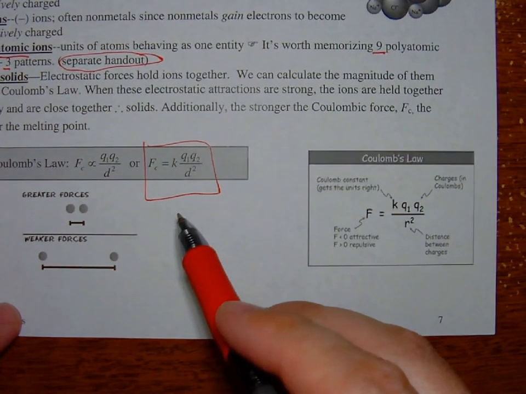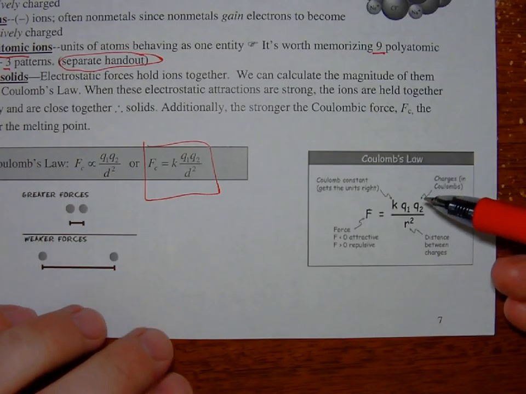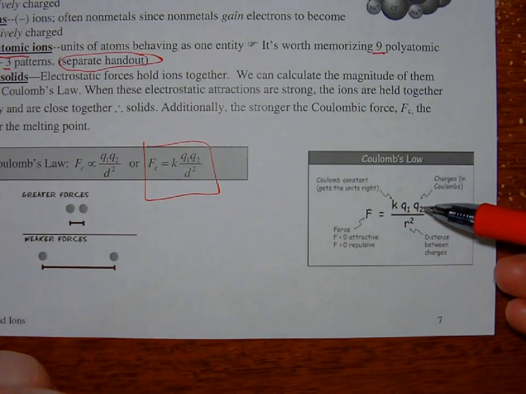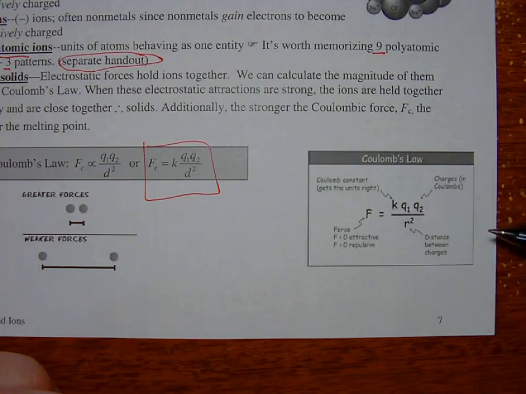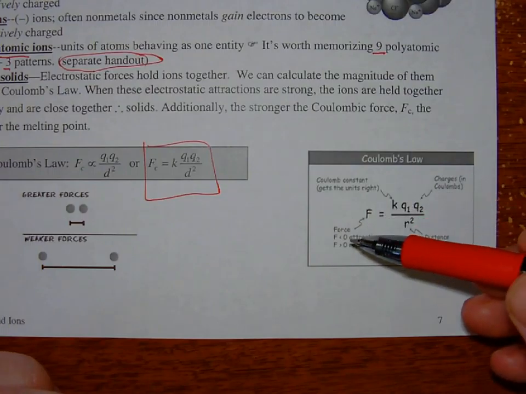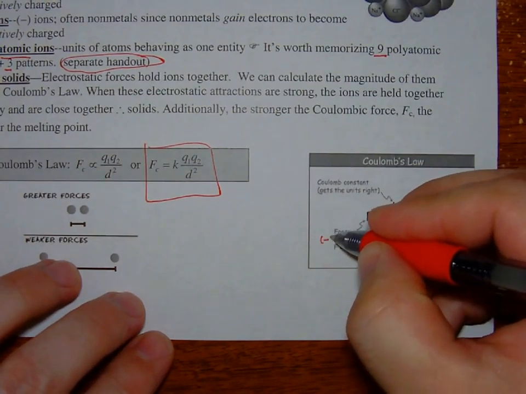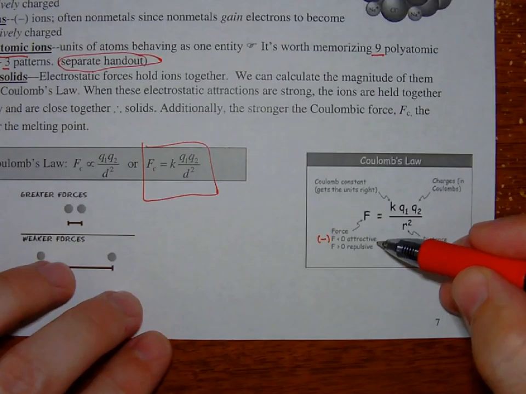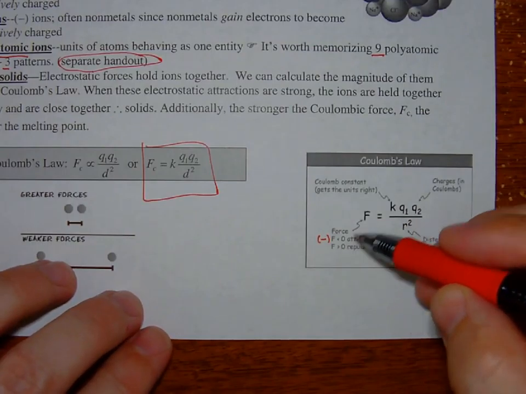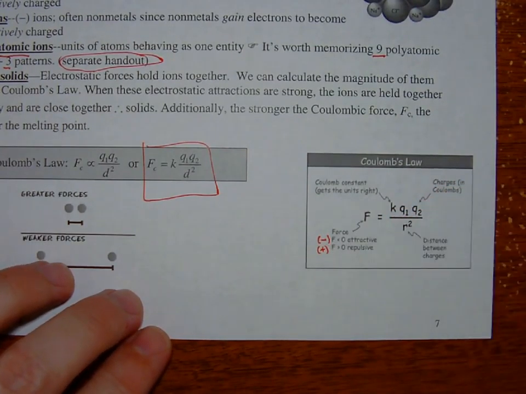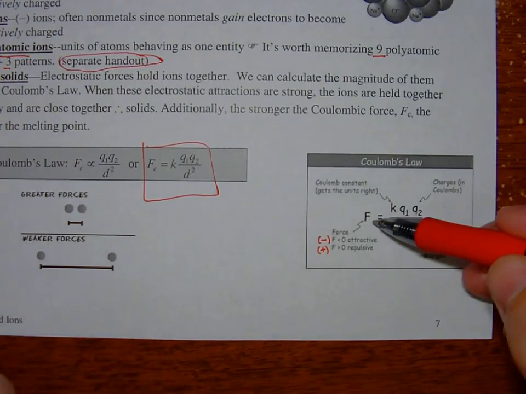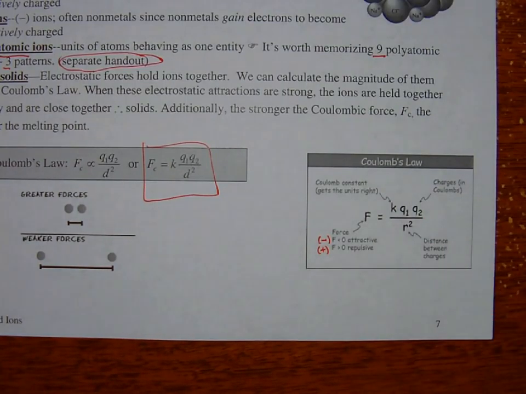When calculating Coulombic force, which we will a couple of times this year, we'll just be using whole numbers, integers, right? -1, -2, -3, +1, +2, +3. And so you plug these in here. And when you calculate the force, when you calculate a number that is less than zero, meaning negative, the force is considered an attractive force. When the force is greater than zero, which means it is a positive number, when you calculate a positive number for this force, that force is considered repulsive.